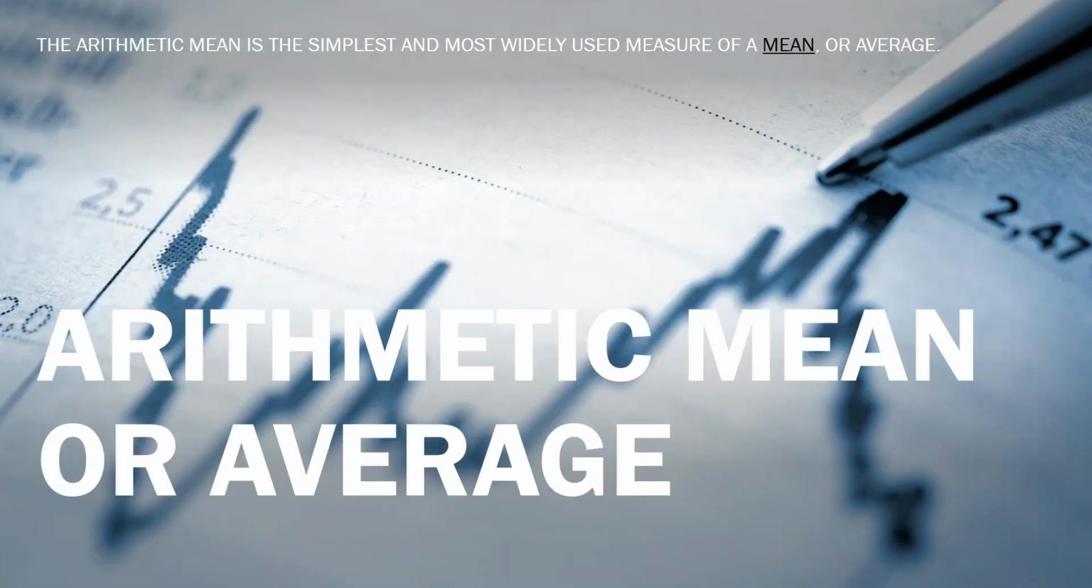Before solving this problem, it is advisable to quickly learn the concept of arithmetic mean. The arithmetic mean is the simplest and most widely used measure of a mean or average. It simply involves taking the sum of a group of numbers, then dividing that sum by the count of the numbers used in the series.